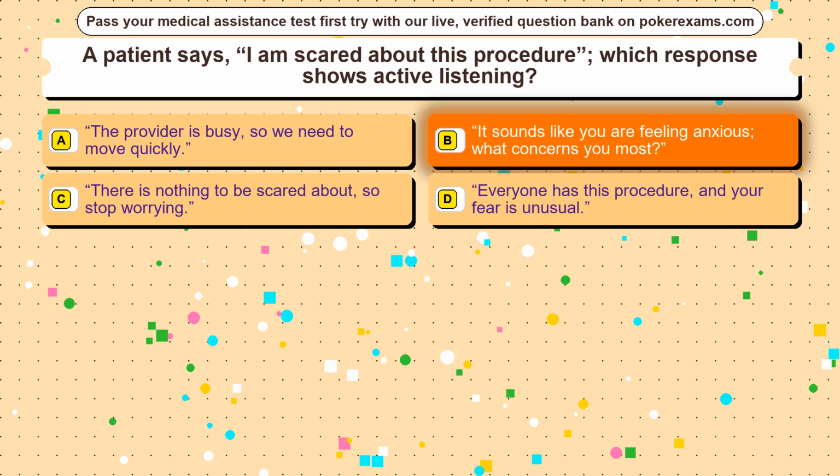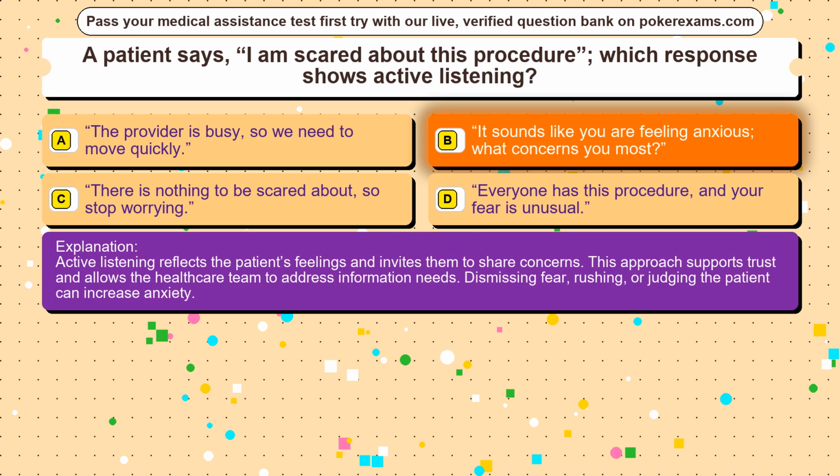The correct answer is option B, it sounds like you are feeling anxious. What concerns you most? Active listening reflects the patient's feelings and invites them to share concerns. This approach supports trust and allows the healthcare team to address information needs. Dismissing fear, rushing, or judging the patient can increase anxiety.